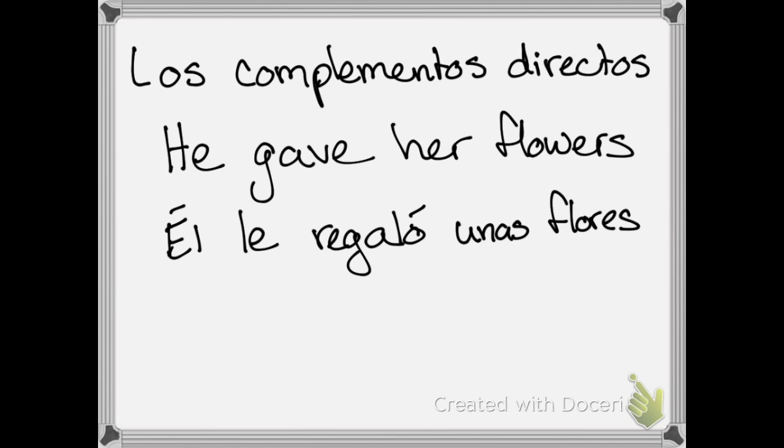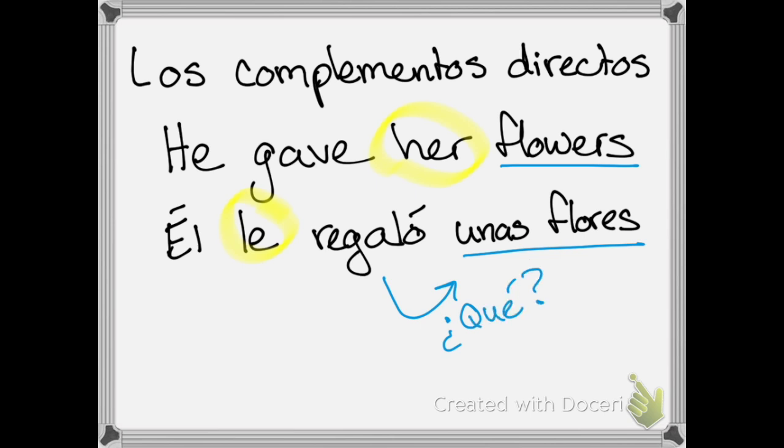First, I have her, right? Her. She is the person receiving the flowers. So that is actually my indirect object pronoun. So my direct object is going to be the flowers, unas flores, because he gave what? He gave flowers. So when we're trying to figure out what the direct object is, we ask ourselves the question, ¿qué? Right? Sometimes we also ask the question ¿quién? Because my direct object can be a person. So we get to our verb and we ask ourselves ¿qué or quién? He gave what? He gave flowers. So flowers is my direct object.